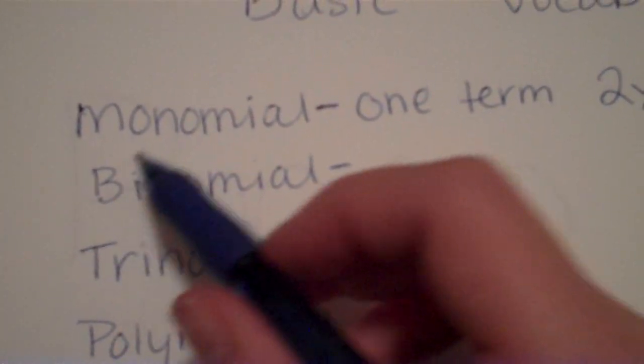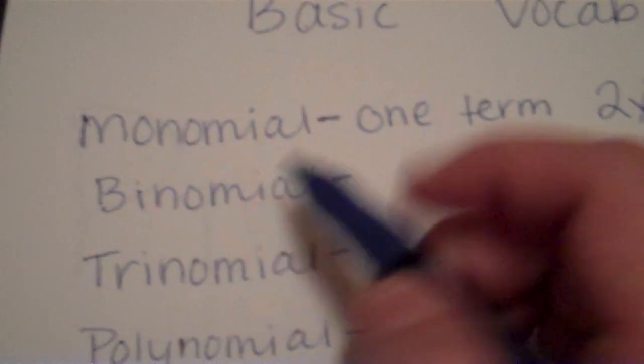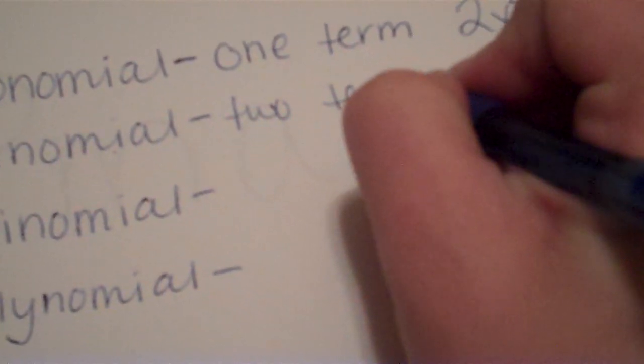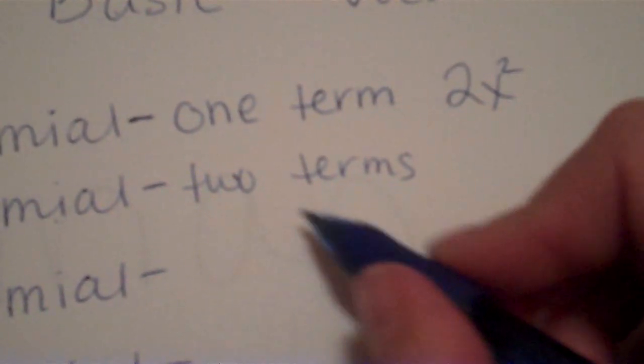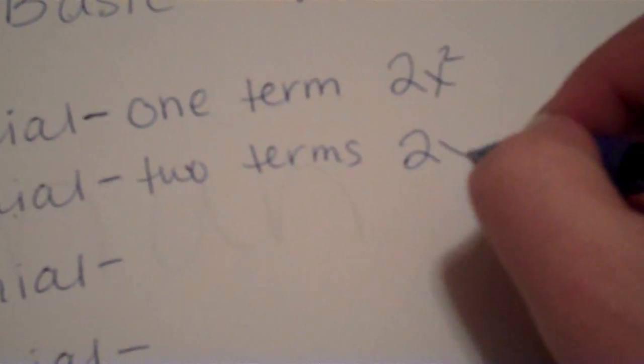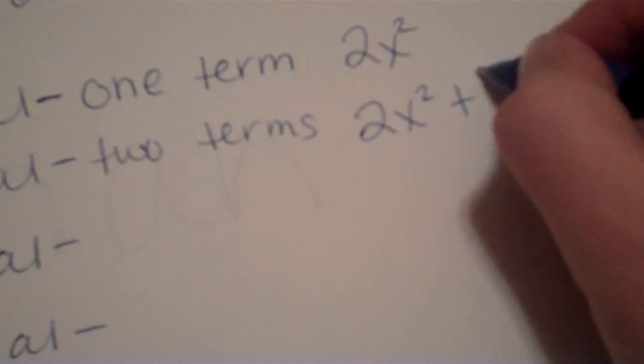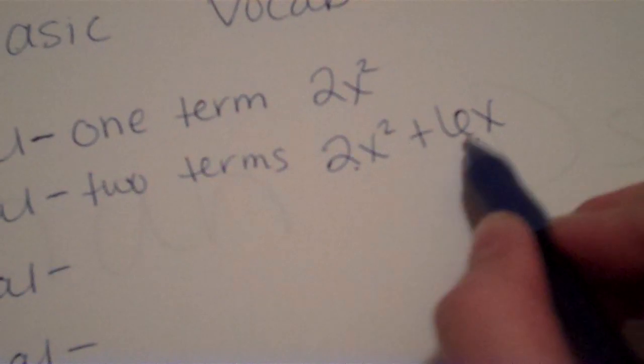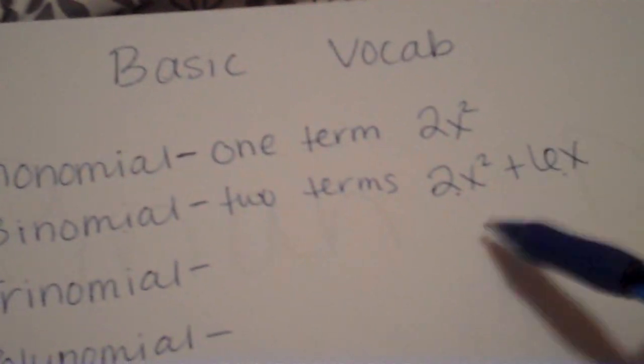Binomial means 2, like bicycle has 2 wheels. So binomial means you have 2 terms. So for example, it might be like 2x squared plus 6x. So you have 2 things. So 2 things are going on. That's a binomial. 2 things.